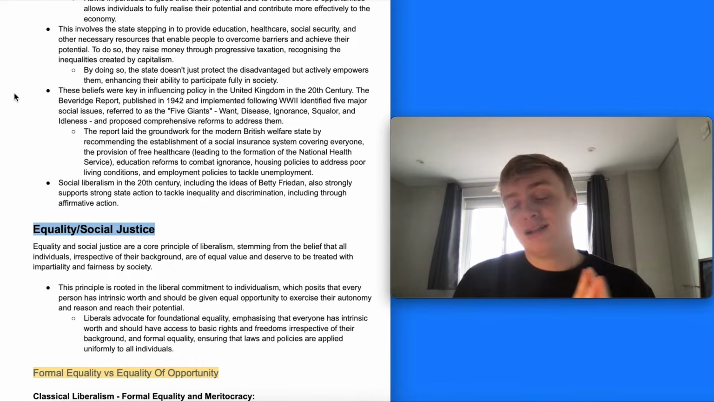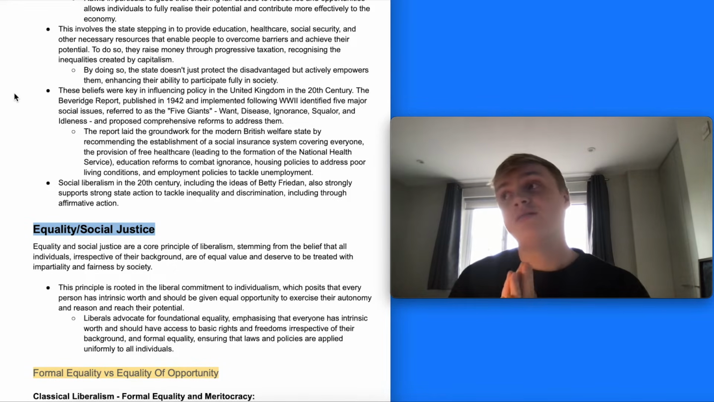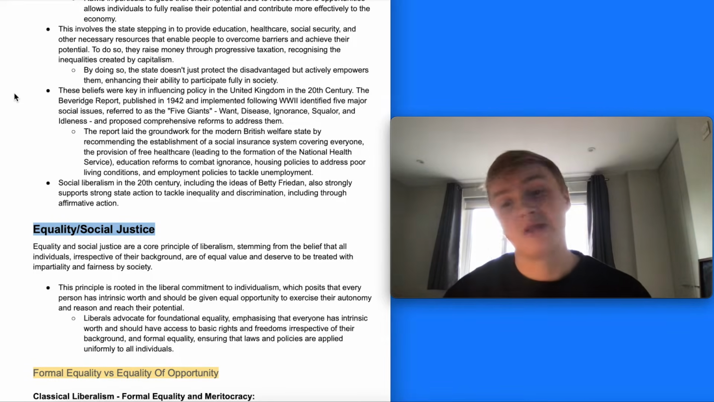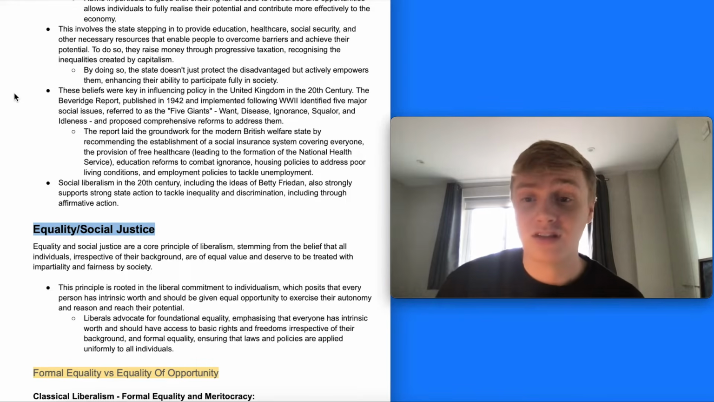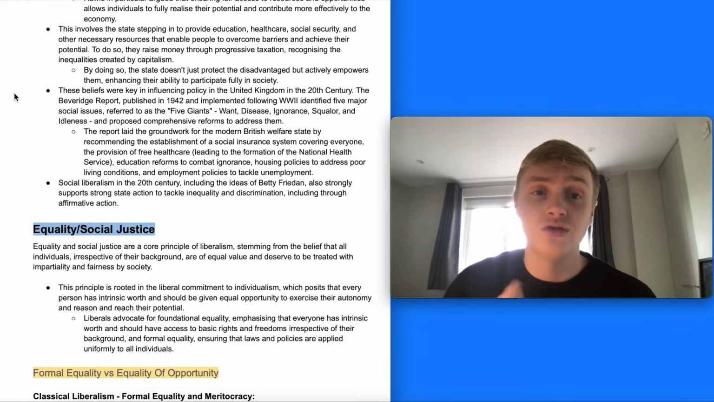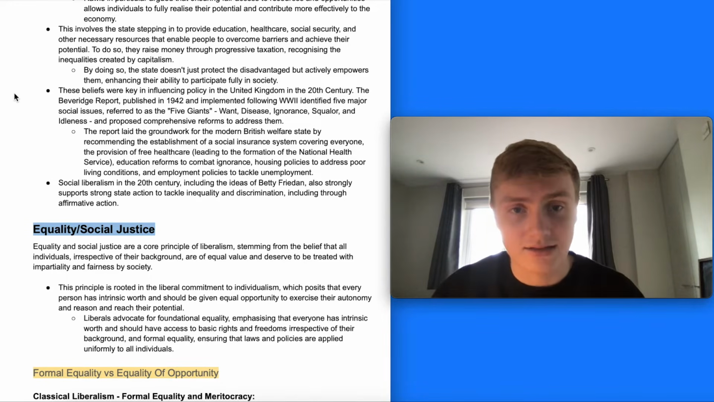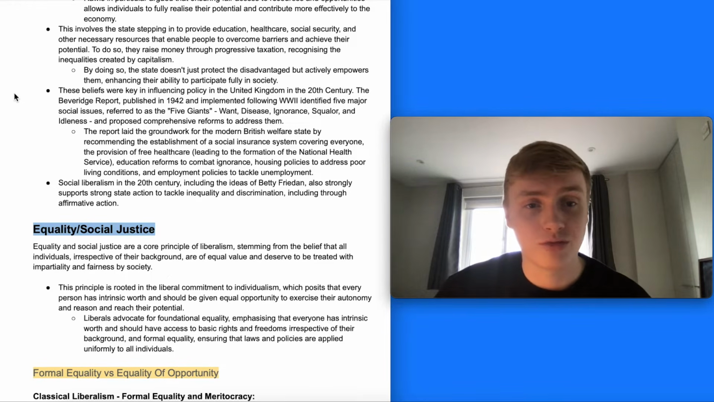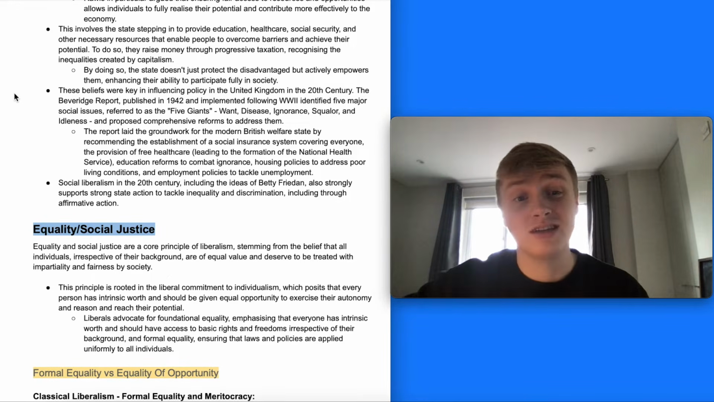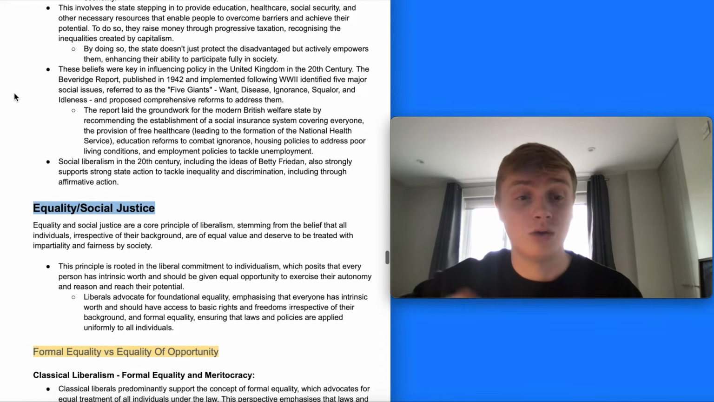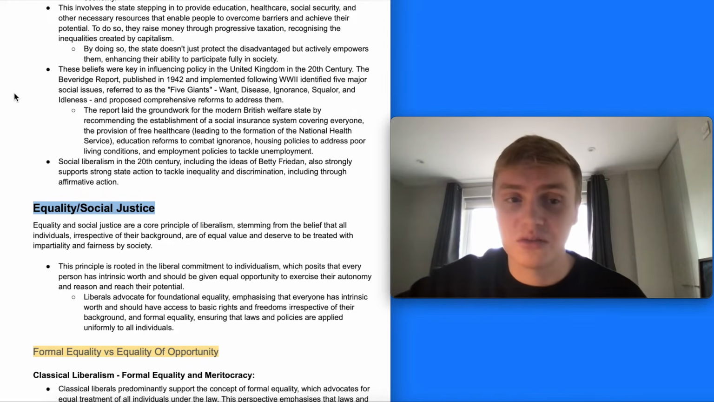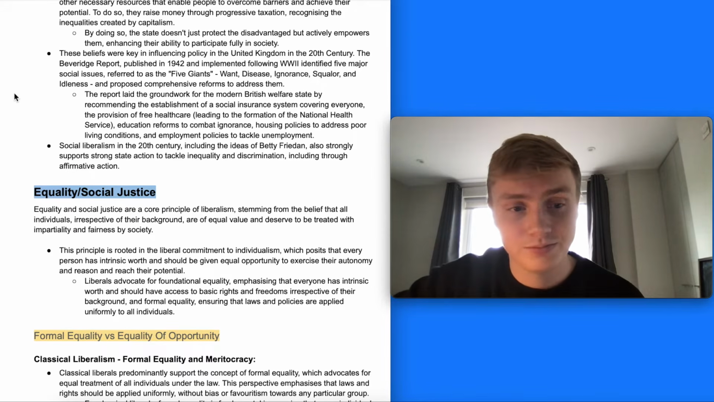So both classical and modern liberals believe that the view of the state is driven by individualism and freedom. But classical liberals believe that the best way to do that is to leave people alone. Modern liberals believe that actually the state should take an interventionist role to do so, particularly for those who are disadvantaged in society. As we already covered, you see this in the welfare state, the groundwork of which was laid by the Beveridge Report. And social liberalism in the 20th century, which we're going to look at in much more detail when we look at equality and social justice, also strongly supports state action to tackle inequality and discrimination, including through affirmative action.